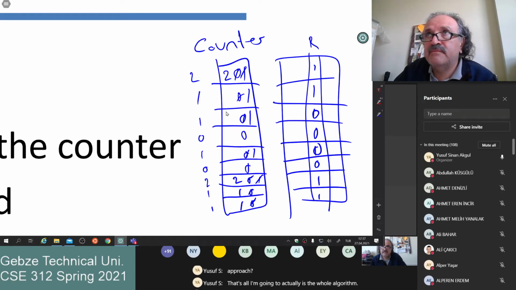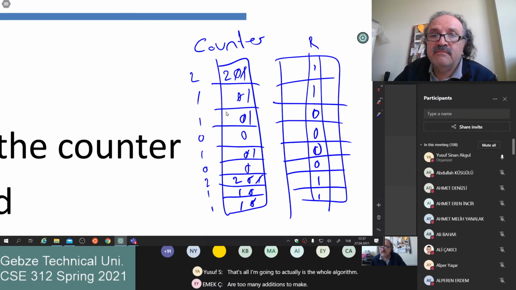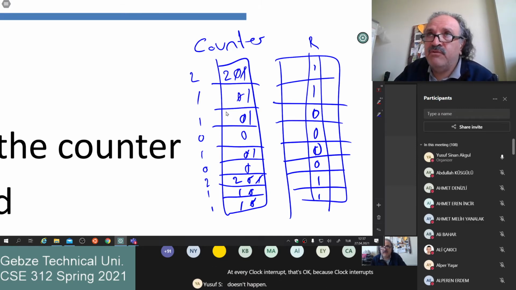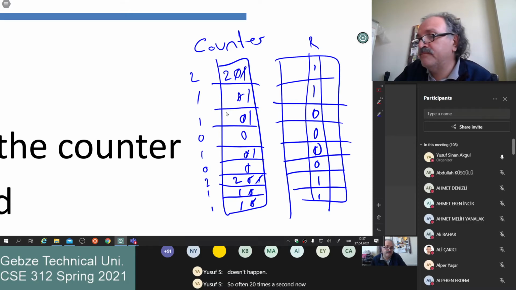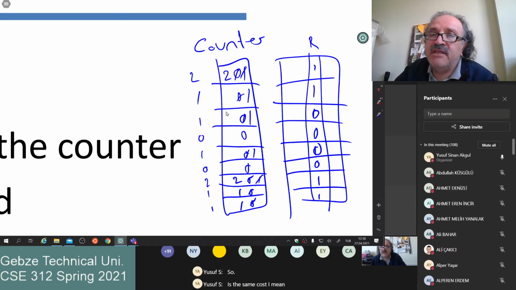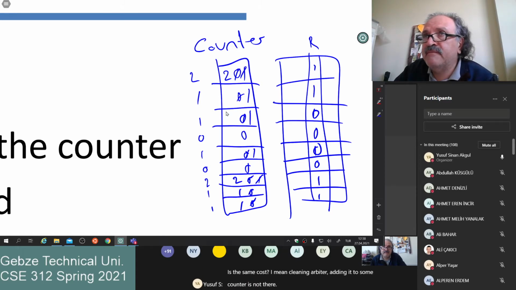Too many additions to make. We have to make additions for all pages at every clock interrupt, that's okay, because clock interrupts don't happen so often. 20 times a second, not much. Remember, in NRU, at every clock interrupt I cleared all the R bits. So it's the same cost. Clearing a bit or adding it to some counter is not a very different thing.